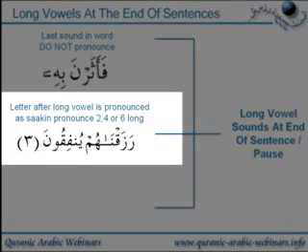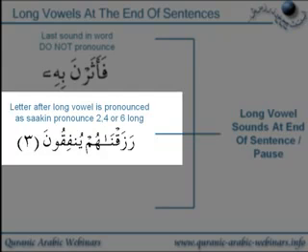The second case, the letter after the long vowel is pronounced as sakin. We pronounce the long vowel as 2, 4 or 6 long. So here we've got the word yunfikuna, and then we've got the end of the sentence, or we're stopping. Now this will be covered in another lesson, but in the case where we stop at this sentence or we pause, the last letter here, nun, which has got fatha, would be pronounced as if it's sakin. So now you've got the long vowel and the sound after it is sakin, and we're stopping.